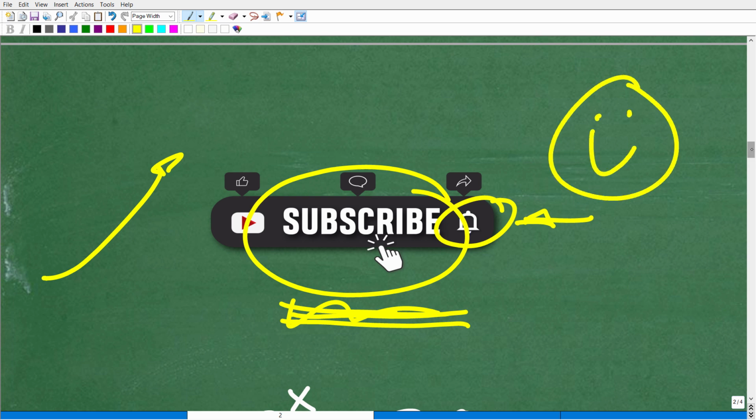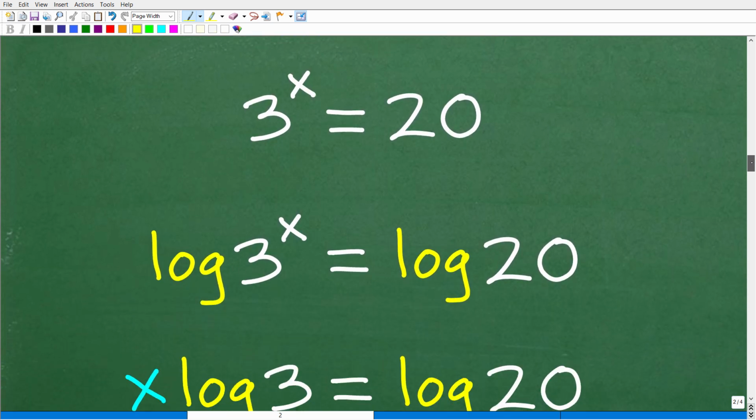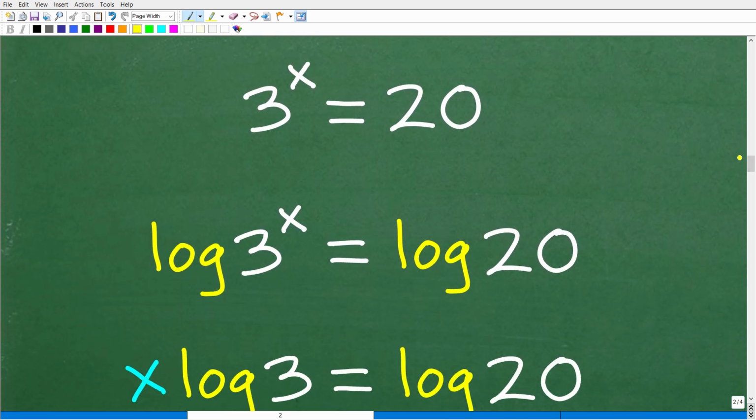And back to the problem. Okay, so here is the problem.